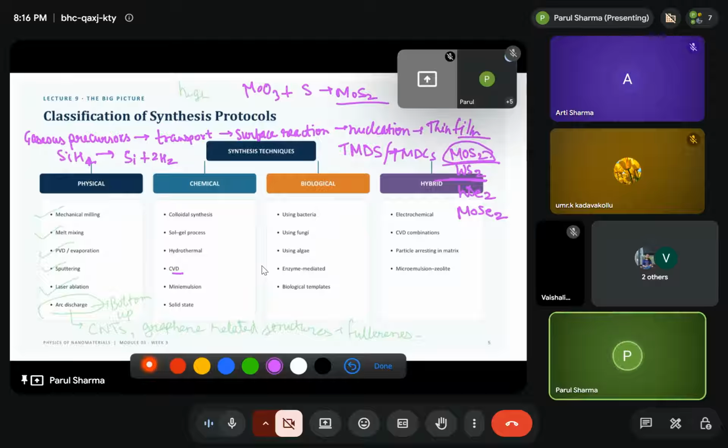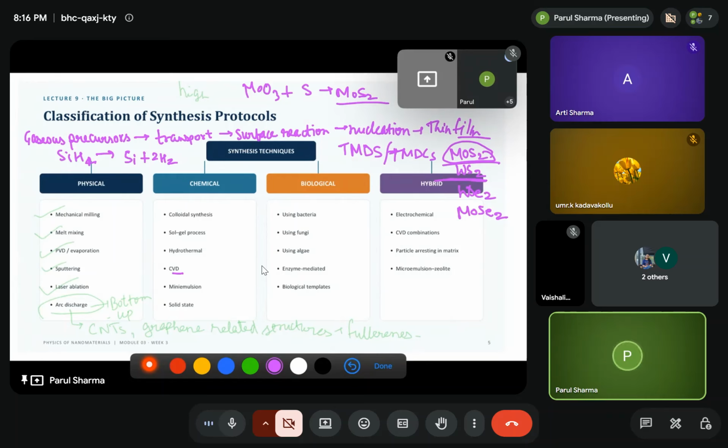What are the important CVD parameters? Temperature, pressure, and gas flow rate. Also, in CVD types, we have thermal CVD, where thermal energy is used to activate the chemical reaction. We have plasma enhanced CVD, that is PECVD, where plasma is used to activate the precursor. The other one is metal organic CVD, that is MOCVD, where metal organic compounds are used as precursors.